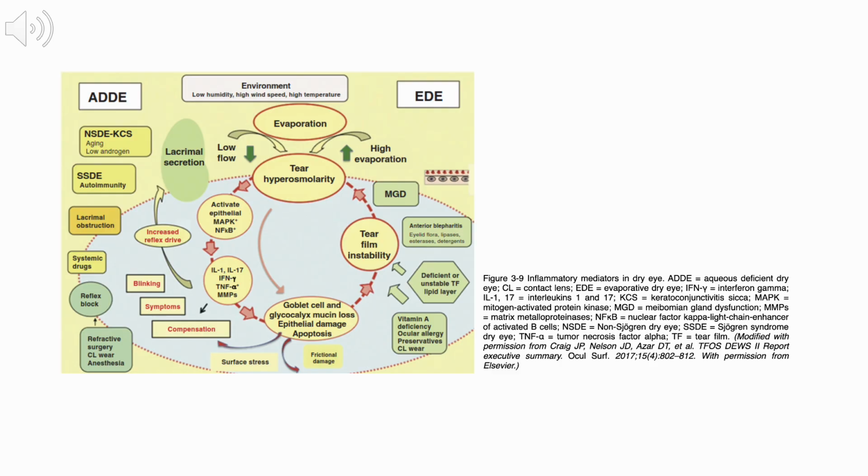raising tear osmolarity. Elevated osmolarity activates intracellular signaling cascades, MAP kinase and NF-κB, leading to the production of pro-inflammatory cytokines, IL-1, IL-17, interferon gamma, TNF-alpha, and matrix metalloproteinases, or MMPs. These mediators damage epithelial cells and goblet cells, disrupt mucin production, and promote apoptosis and surface stress. This damage compromises tear film integrity, further increasing osmolarity and perpetuating the inflammatory cycle.